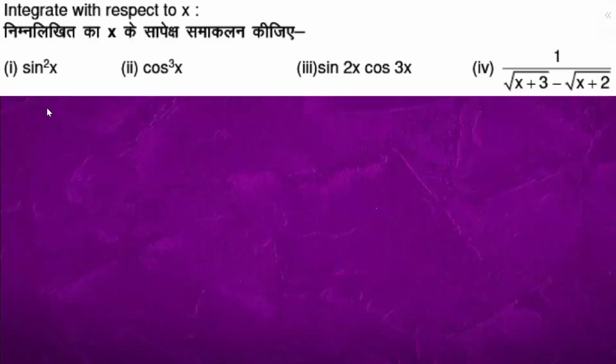sin square x could be written as (1 minus cos 2x) upon 2 dx. It will be x by 2 minus 1 by 2 cos 2x, which will be sin 2x by 2, plus c. This is x by 2 minus sin 2x by 4 plus c.